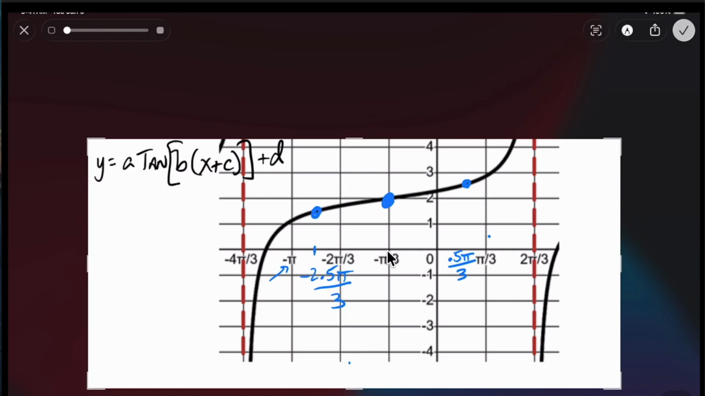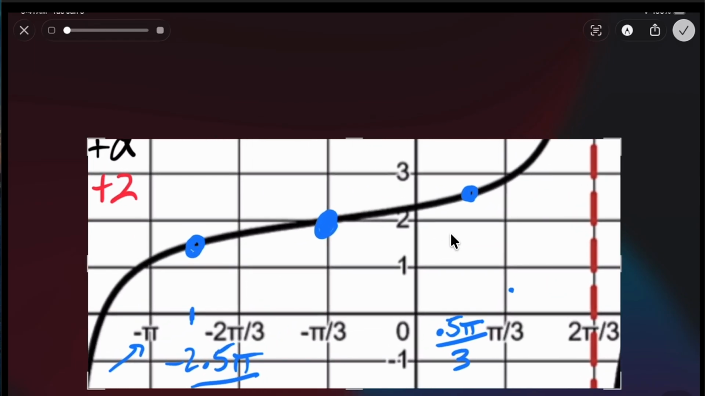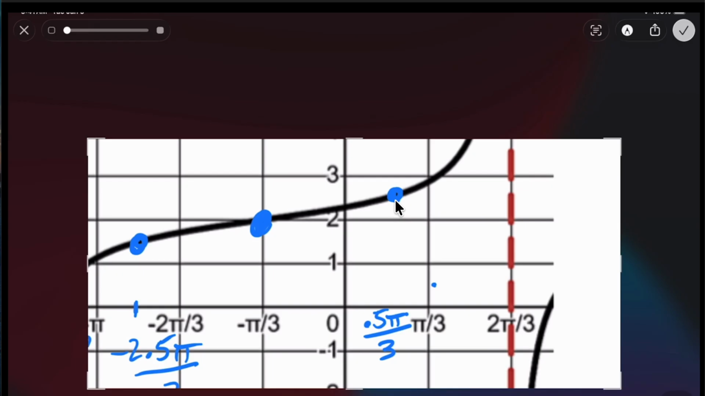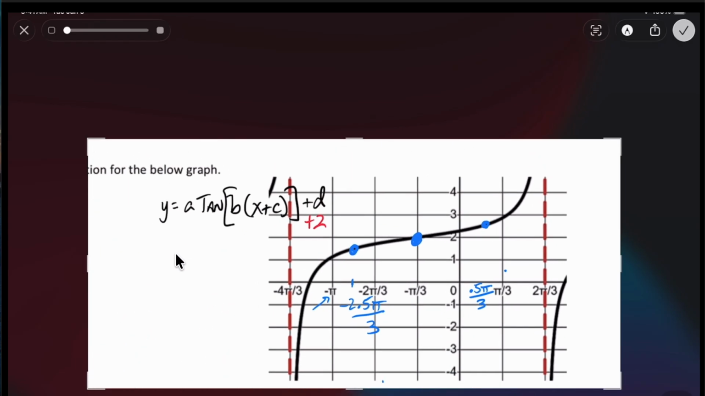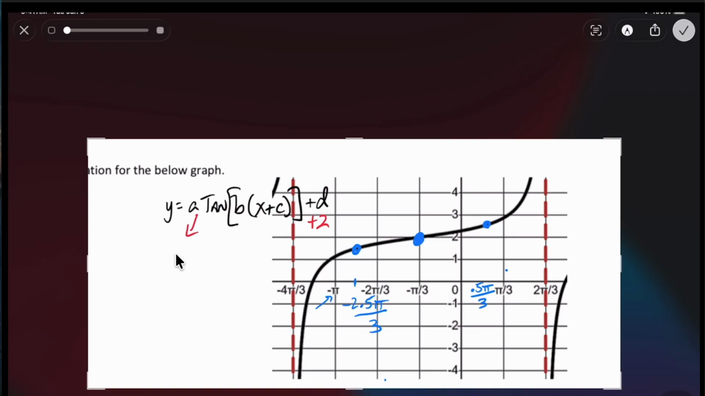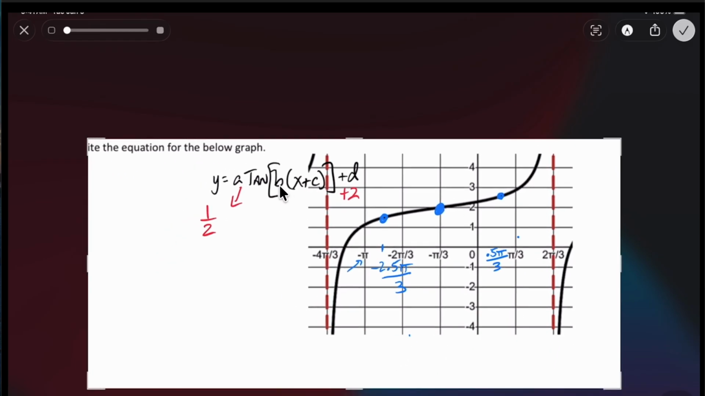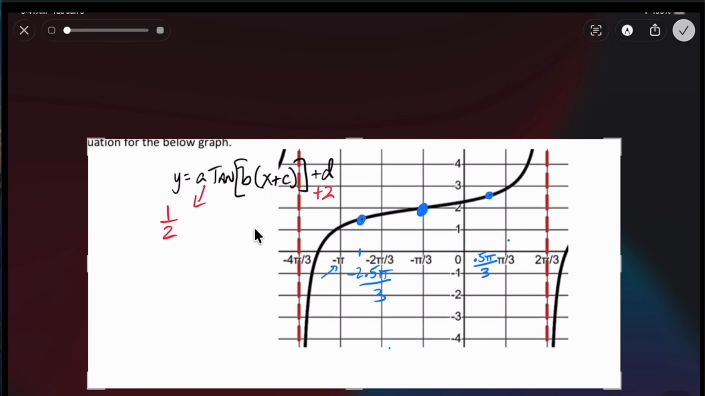This tells us that the tangent graph has been lifted by 2 units, therefore our d value is going to be positive 2. Now, in terms of the amplitude, that's going to be the distance between this point and the middle and that point in the middle. So to me, the y value of this looks like 2.5. That looks like 1.5. That means I believe this is an a value of 0.5, otherwise known as 1/2. Okay, now the more difficult challenge is inside these brackets.